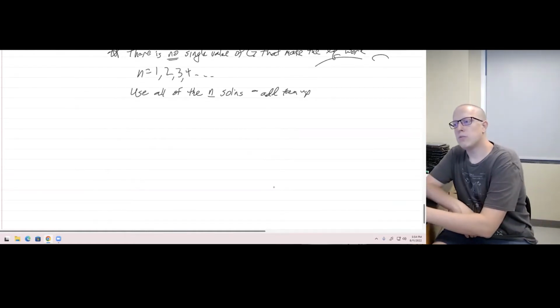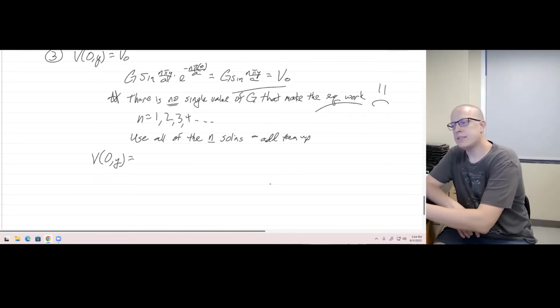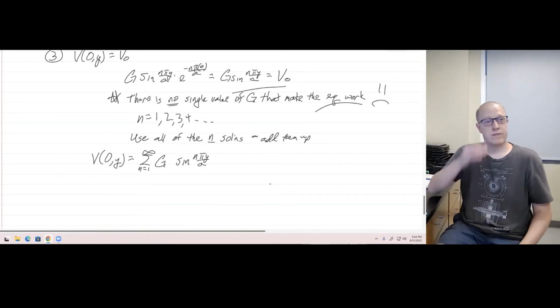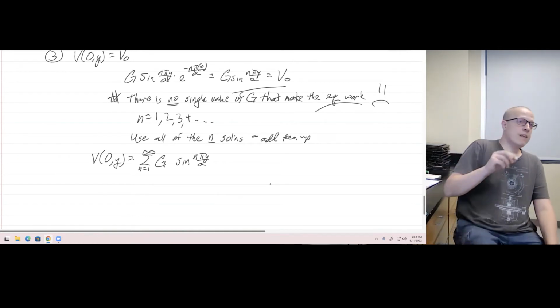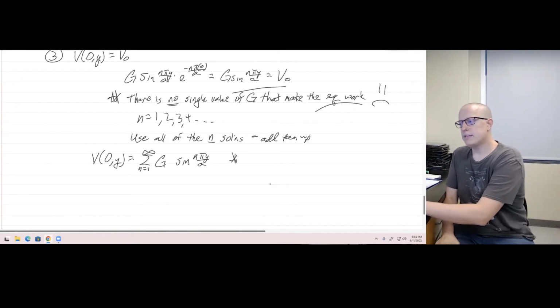And so what that's telling us is that our v of x and y, instead of it just being g times sine, it's a sum, n equals 1 to infinity of g sine n pi y over a. But the value for g could be different for all these n's.